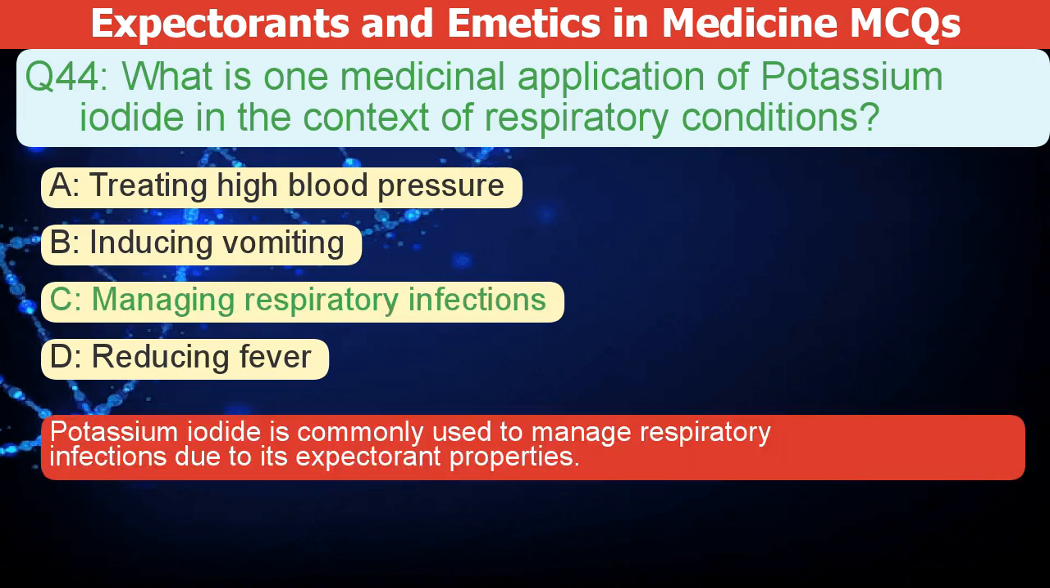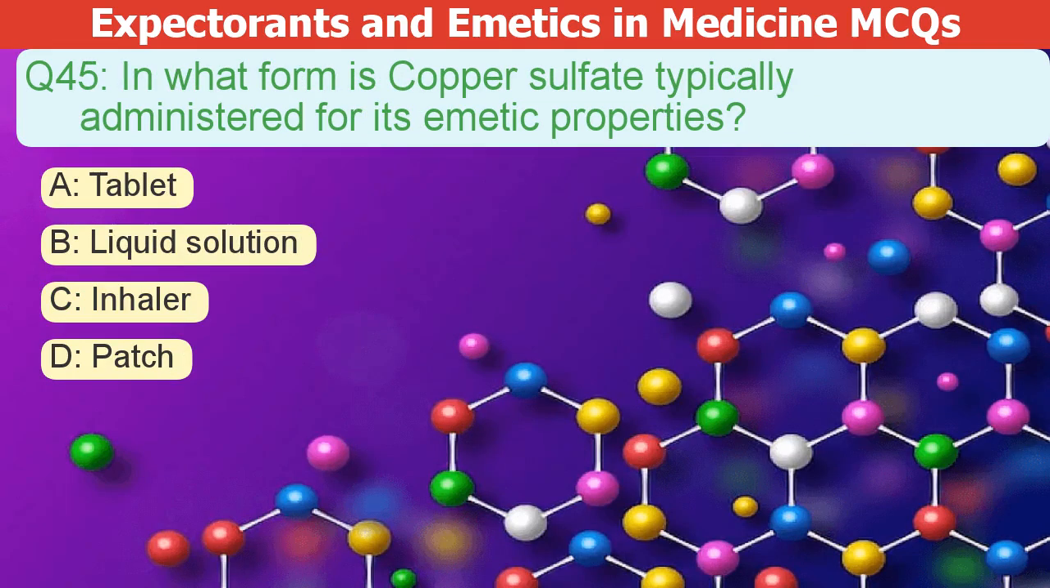The correct answer is C. Potassium iodide is commonly used to manage respiratory infections due to its expectorant properties. In what form is copper sulfate typically administered for its emetic properties? A. Tablet. B. Liquid solution. C. Inhaler. D. Patch.